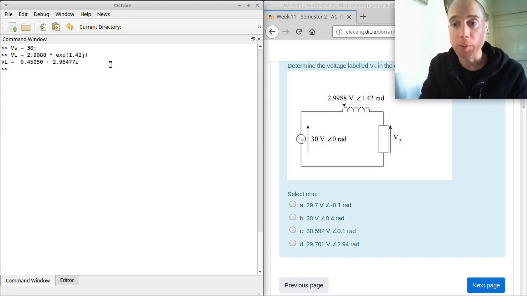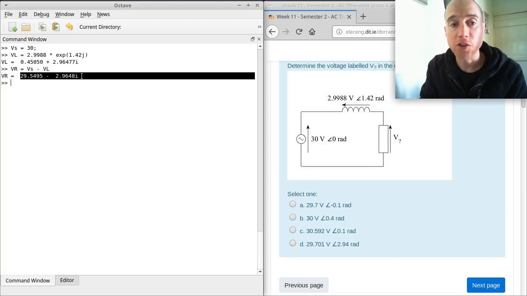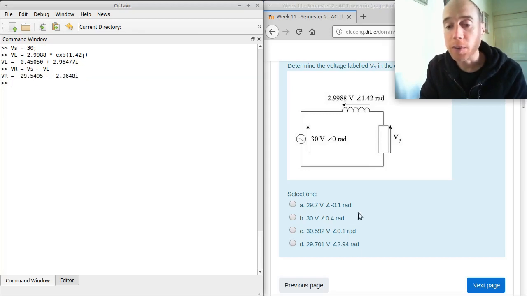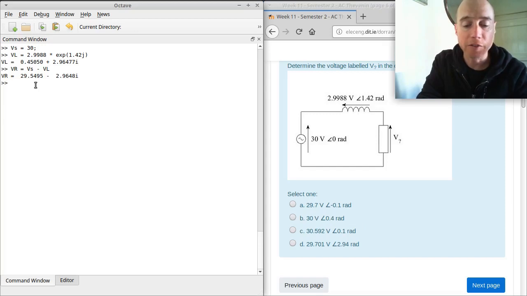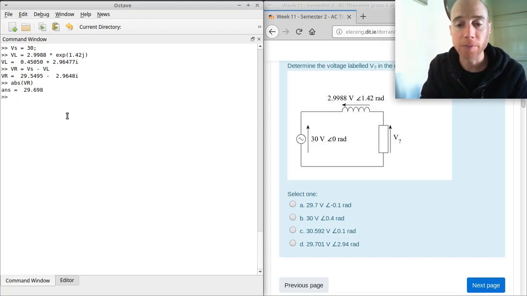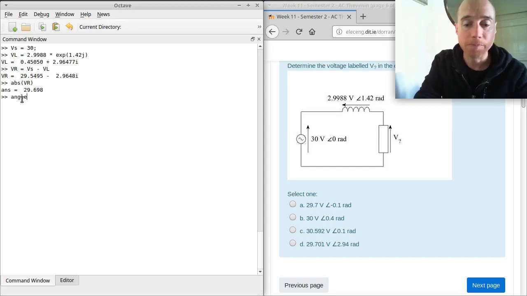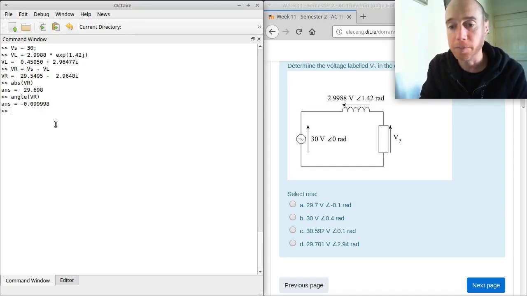Now finally, we're able to apply my formula, which is VR is equal to VS minus VL. So that was what I worked out on paper. And the result for VR is this number here, shown in Cartesian form, so a real and imaginary part. Now the 4 possible answers shown in the question are in polar form. In order to see the magnitude and phase of VR, I can use the absolute value function to get the magnitude. So that's 29.698 volts. And to get the angle, we use the angle function. So again, angle VR, and it is very close to minus 0.1.